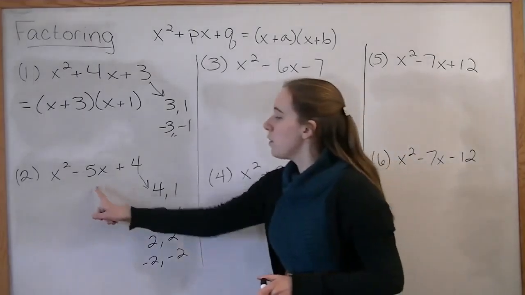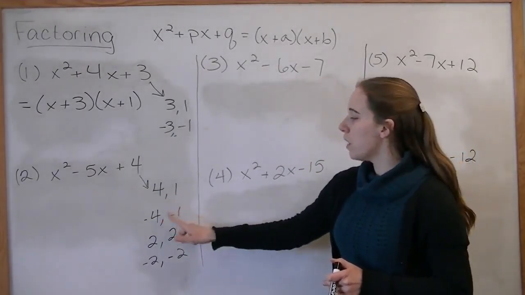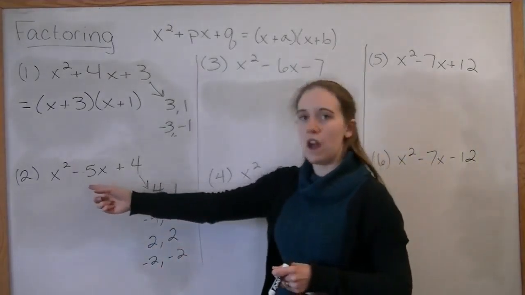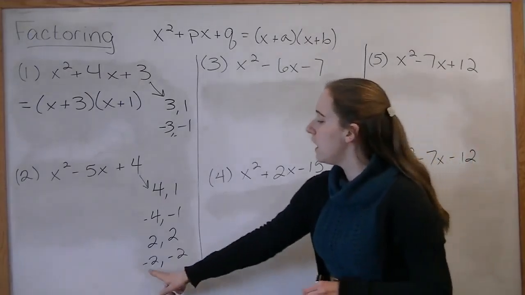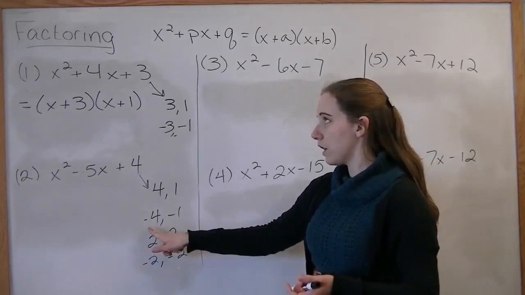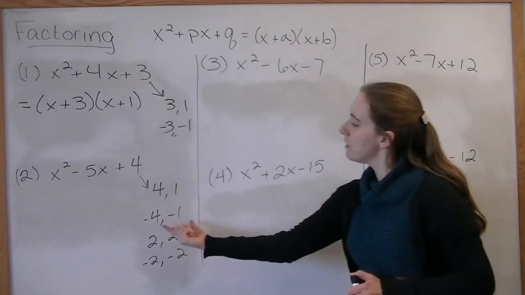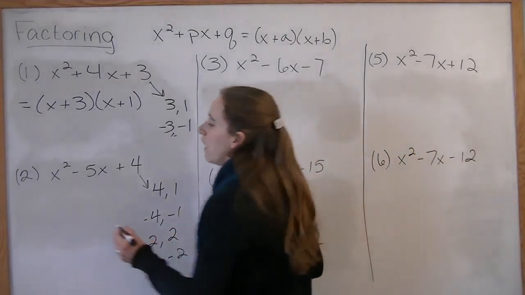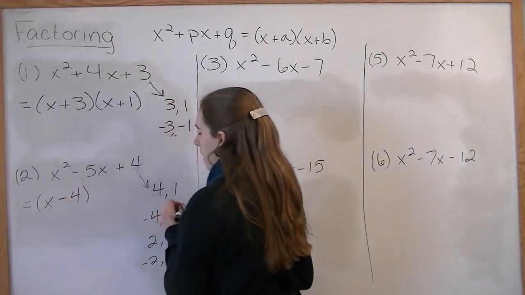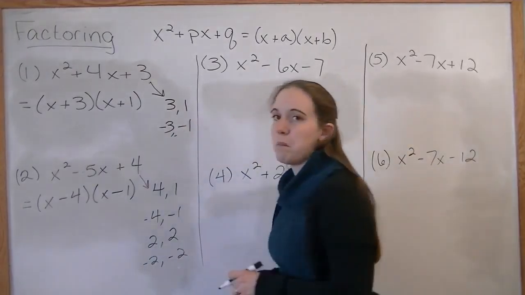So 2 and 2 is one pair, negative 2 and negative 2 is another pair. Now we want to determine which of these pairs is going to add to negative 5. So 4 plus 1 and 2 plus 2 are both going to be positive numbers, so we know that they're definitely not going to add to negative 5. Negative 2 plus negative 2 will be negative 4, so that's not the pair we're looking for, but negative 4 and negative 1 adds to be negative 5. So this is the pair we want. So we can write our factored form as x plus negative 4, or just x minus 4, times x plus negative 1, or just x minus 1.